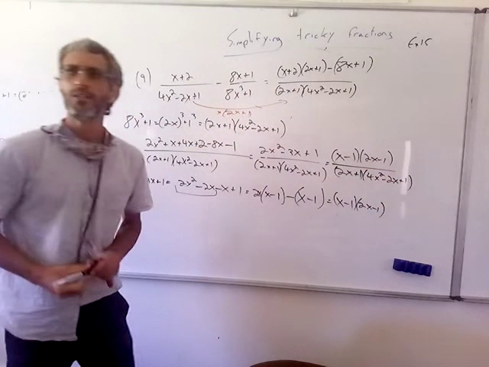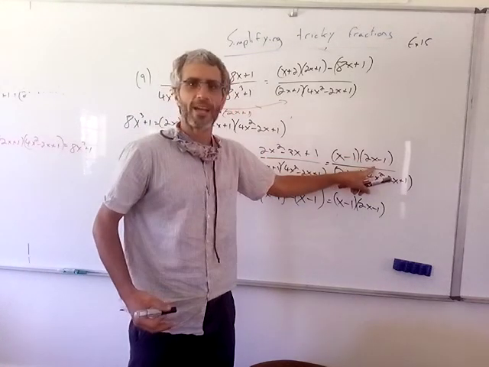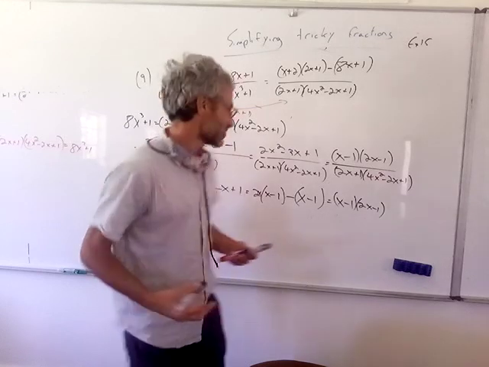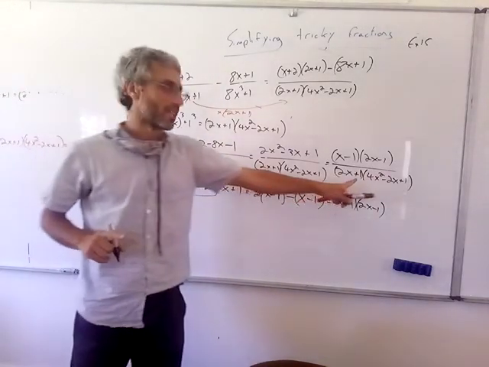What is the problem now? I can't cross cancel. That's not the same. That's 2x minus 1, that's 2x plus 1. So all that work for nothing. So what I really should do, I'm just going to write it down. Well, I shouldn't leave it like that.